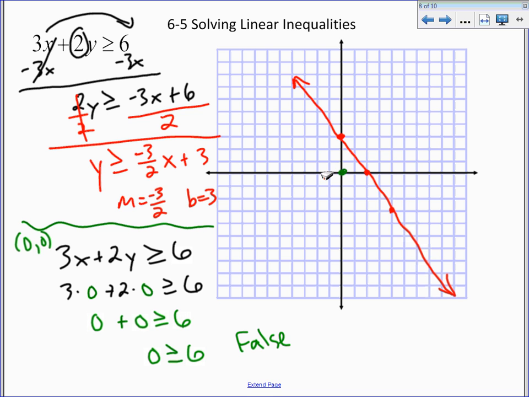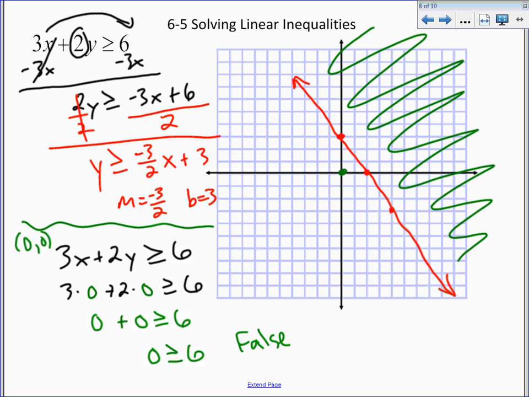that point, is not part of the solution. Since it's not part of the solution, we can't shade this side, because that would tell us that it is. We have to shade the other side. So we were able to determine that it is a solid line, and that the right side, or the upper right-hand corner, is what needs to be shaded.